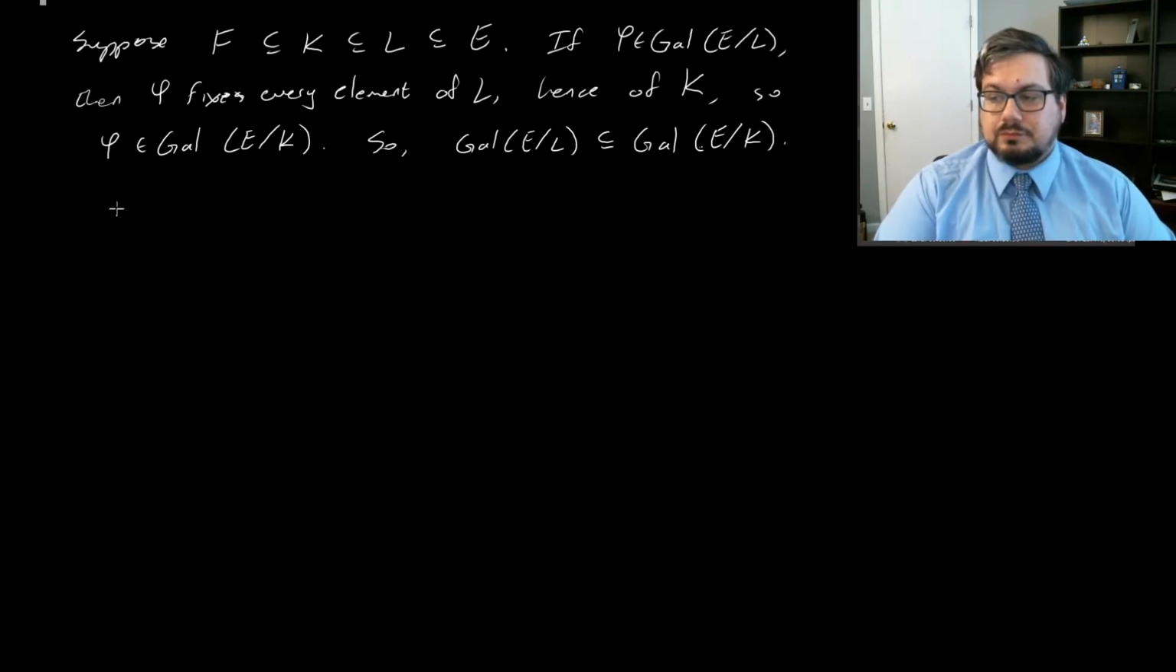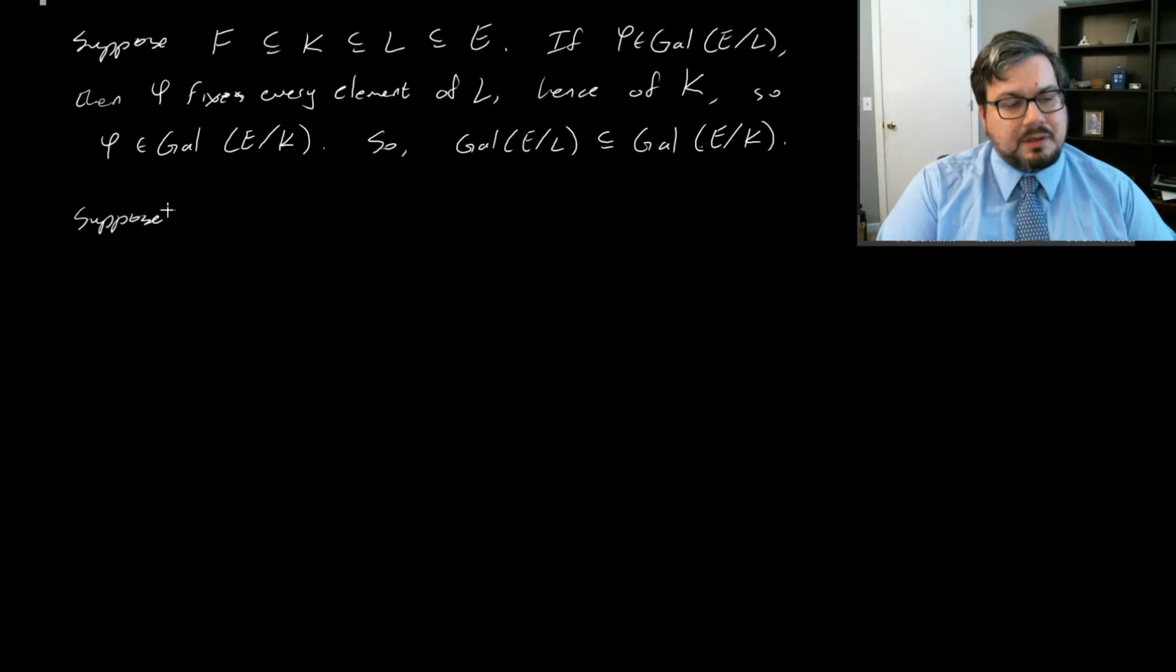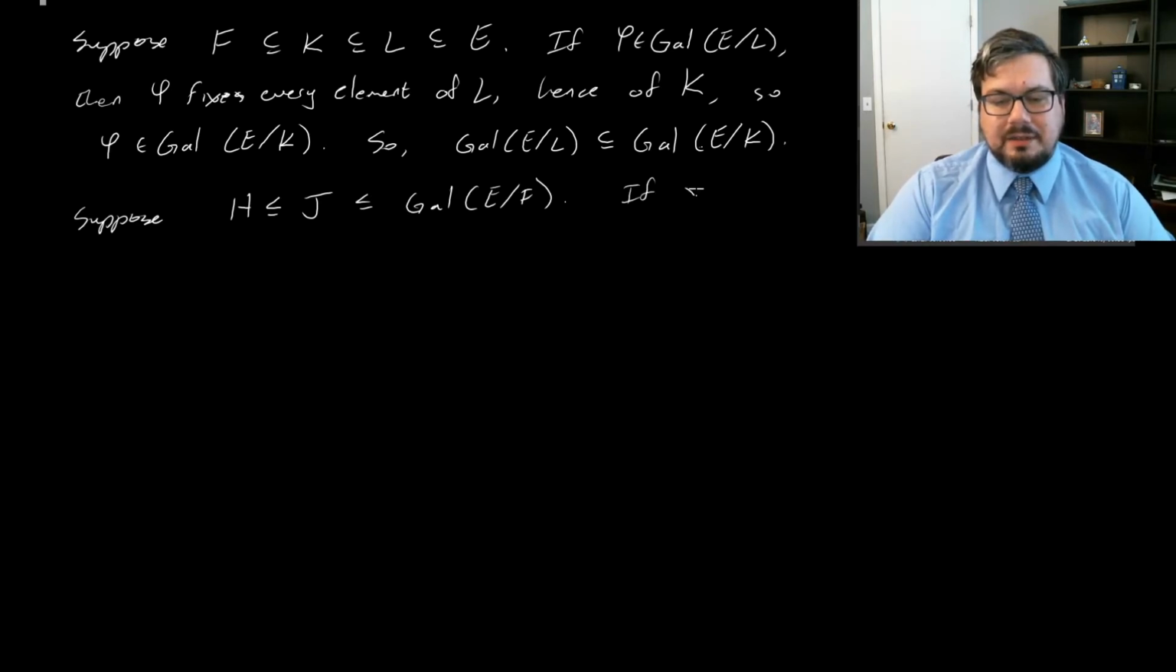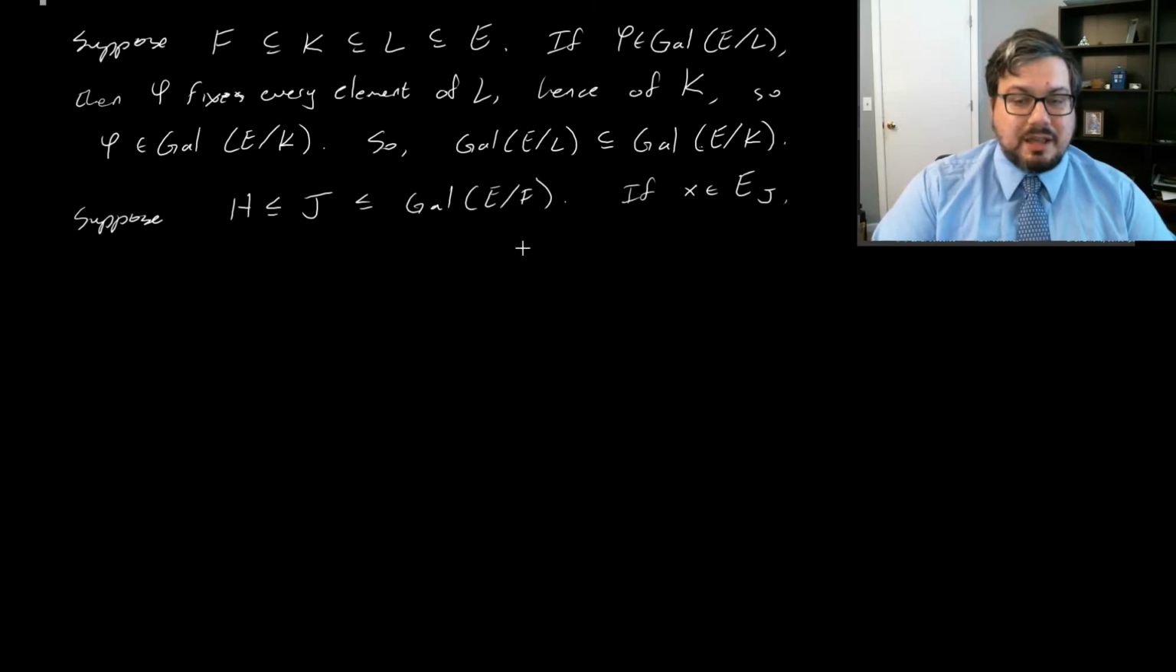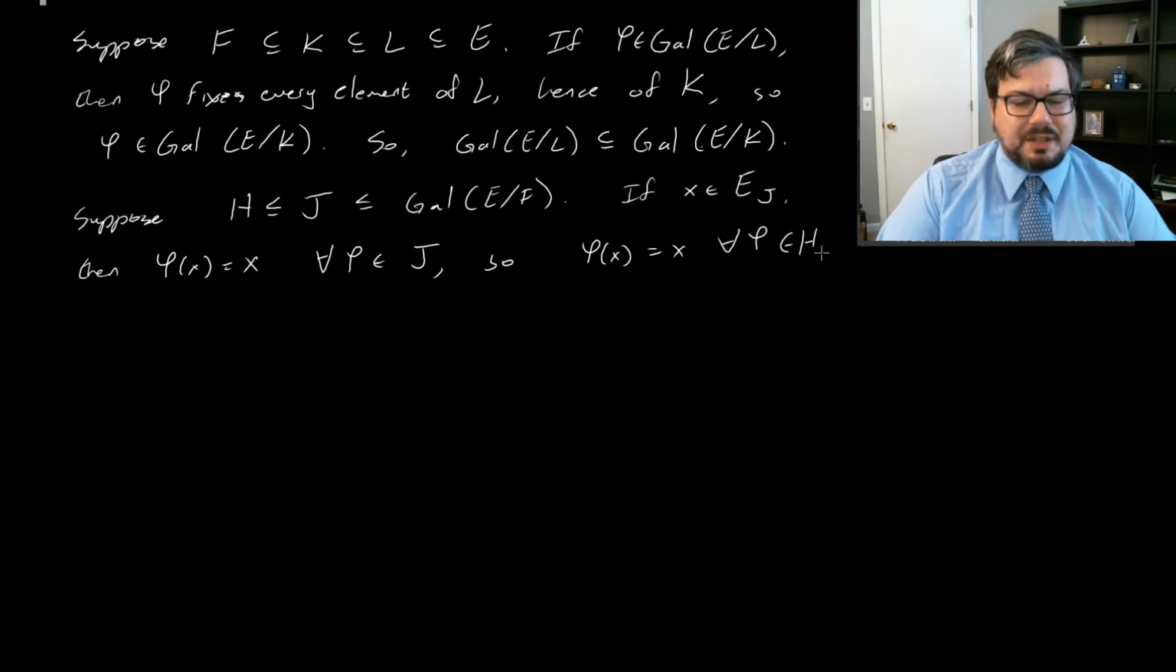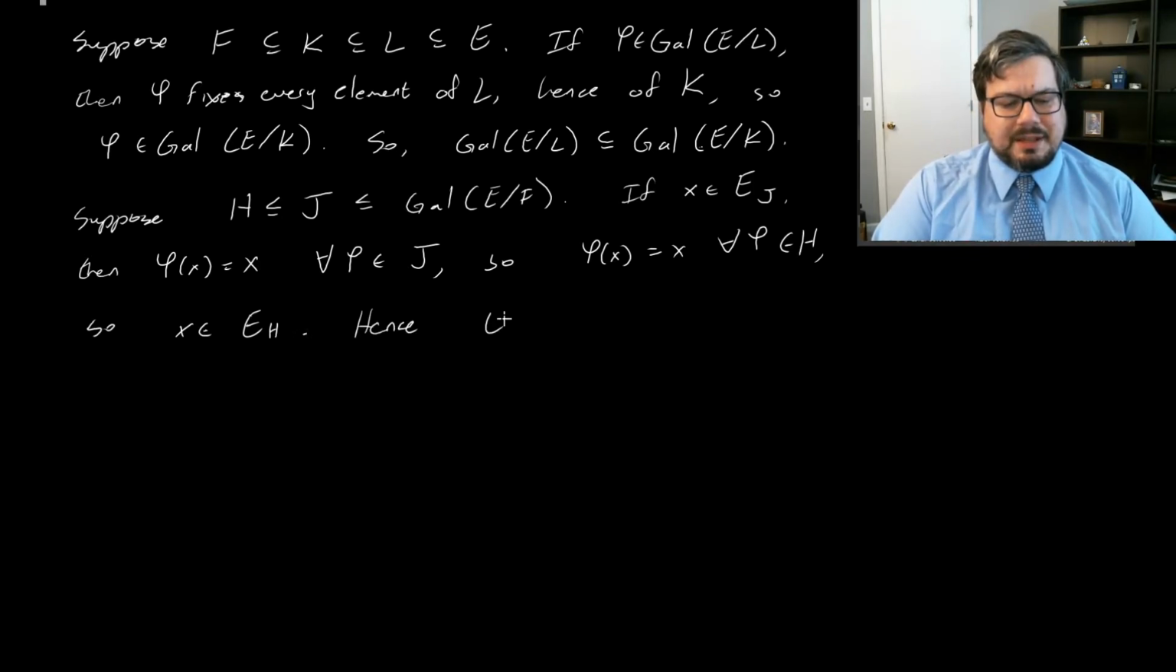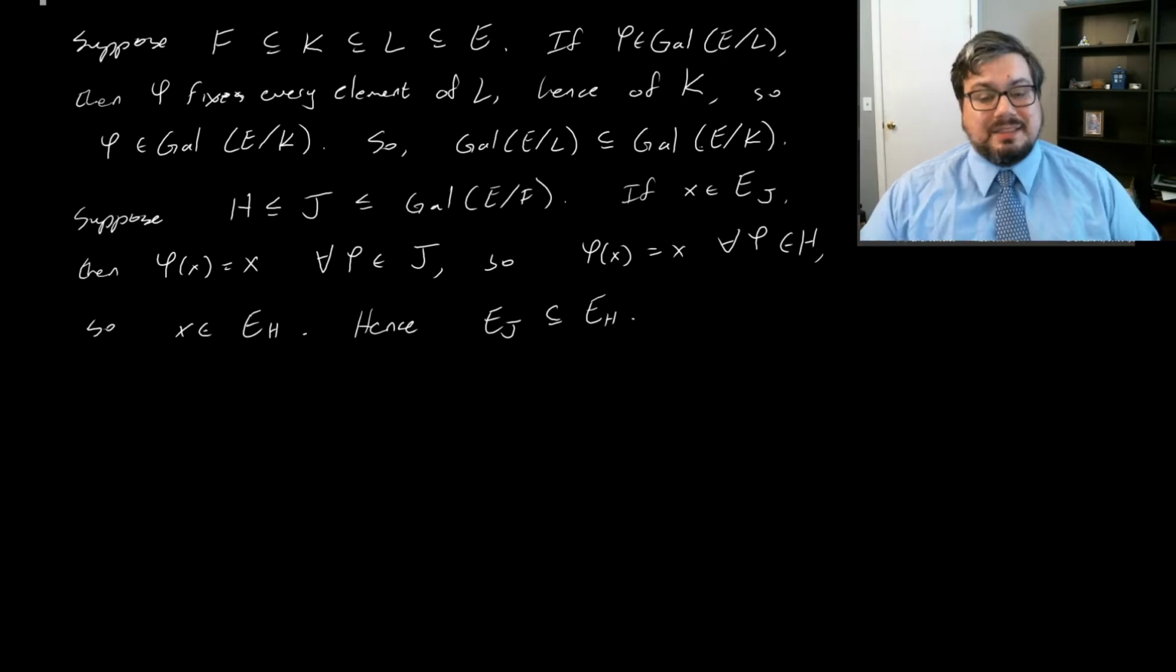For the other, let's suppose that H is a subgroup of J, which is a subgroup of the whole Galois group of E over F. And now, if x belongs to the fixed field of J, then that means that phi of x is equal to x for all phi in J. So that means that phi of x is equal to x for all phi in H, since H is a subset of J. So that means that x belongs to the fixed field of H. Hence, we have that the fixed field of J is a subset of the fixed field of H. So this shows the inclusion reversing part of the bijection.